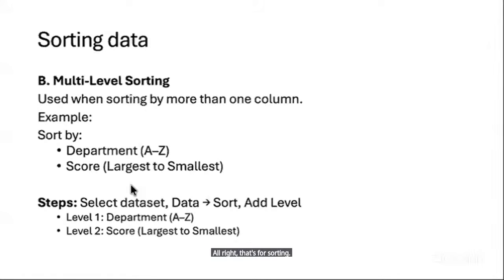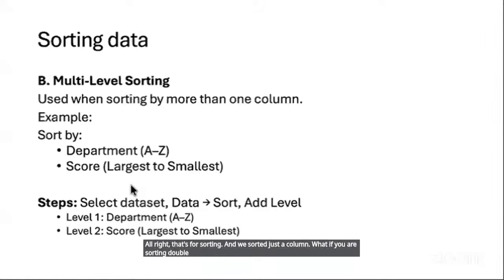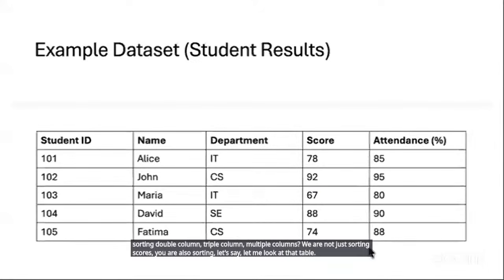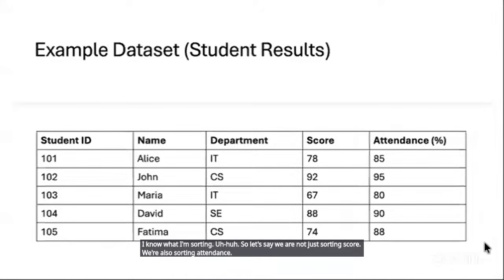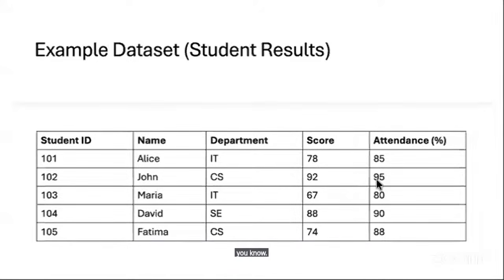And we sorted just a column. What if you are sorting double column, triple column, multiple columns? We are not just sorting scores. We are also sorting, let's say, let me look at that table and know what I'm sorting. So let's say we are not just sorting score, we're also sorting attendance. Of course, you have to sort based on which one first. Score, then attendance? Or do you want to sort by attendance, then score?